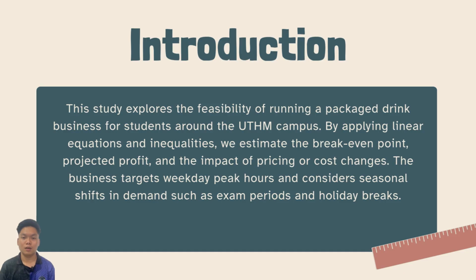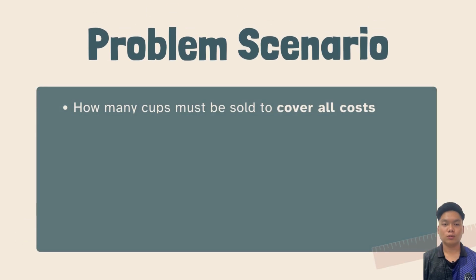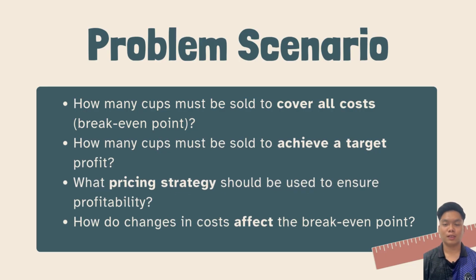The next slide is the problem scenario. The first question is how many cups must be sold to cover all costs, in brackets, the break-even point. The second is how many cups must be sold to achieve a target profit. The third is what pricing strategy should be used to ensure profitability. And the last one is how a change in cost affects the break-even point.